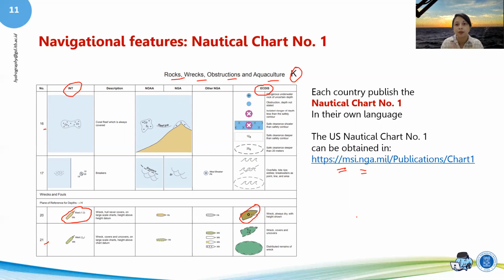So you can compare your own nautical chart number 1, for example, in Indonesia or in India. You can compare it with the US, or if you cannot access it, you can compare the US one with, for example, a Canadian one or with the French one or something like that. So that's how you represent your data in navigational features.